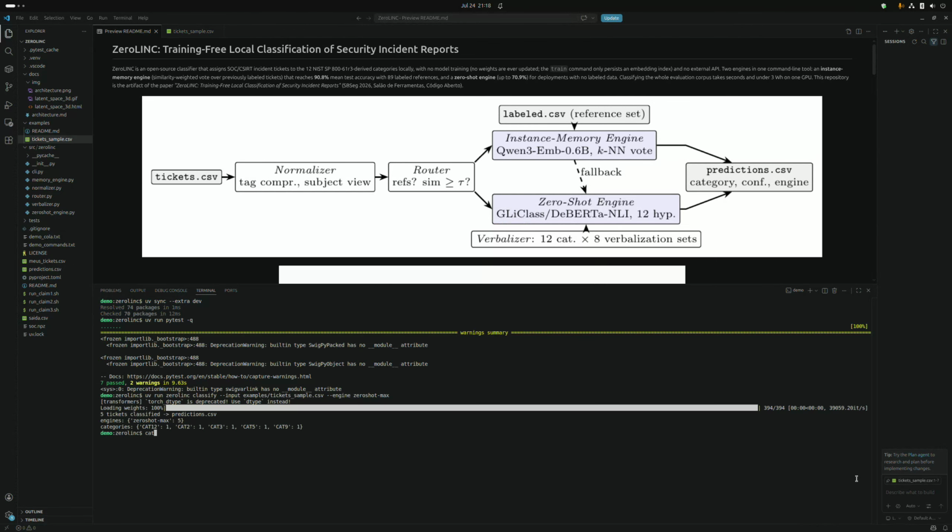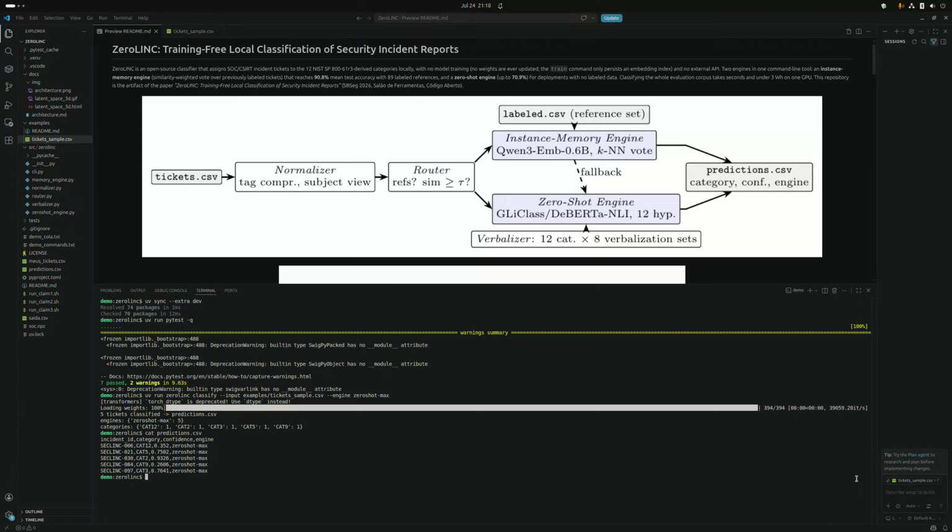As you can see, it saved the predictions. Here, these 2 are right and these 2 are right. Only the middle one is wrong. That is another cat 12, not a cat 2.